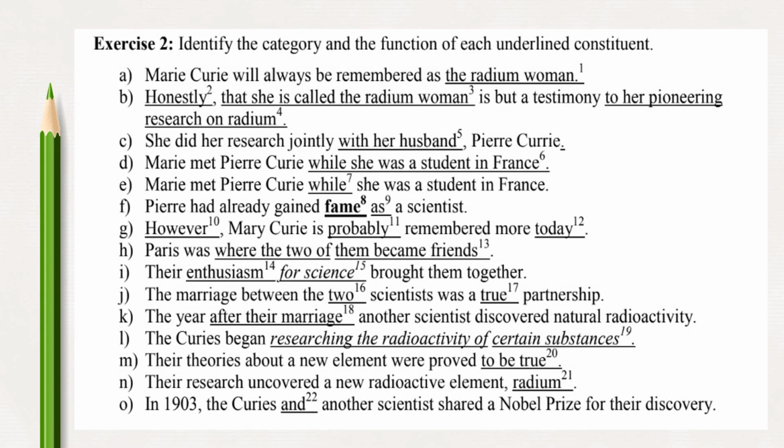Exercise number 2. Identify the category and the function of each underlined constituent. The first sentence says, Marie Curie will always be remembered as the radium woman. The radium woman is the first constituent.